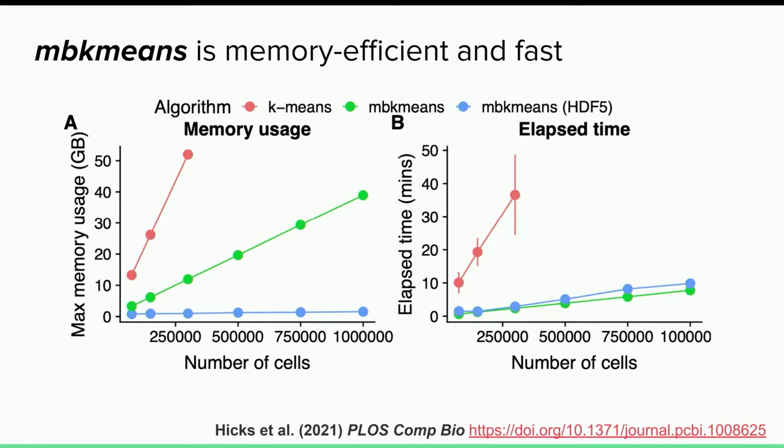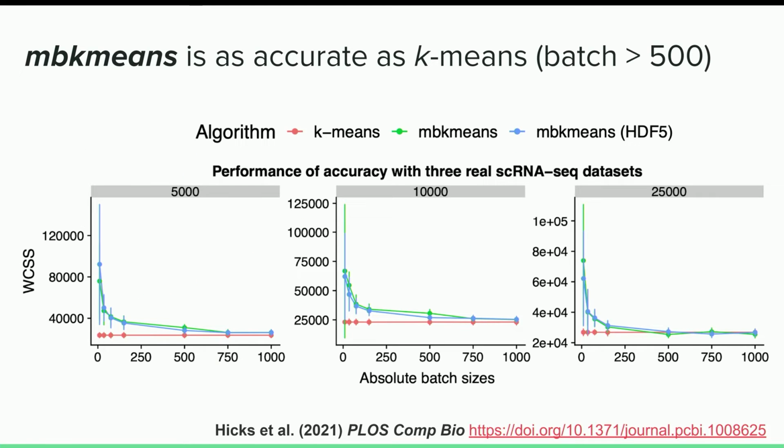And then if you are willing to work with an HDF5 file shown in blue, you can cluster a million cells in less than 2 gigabytes of memory and under 10 minutes, which is quite phenomenal. The first time I saw that, I was really blown away. What's the catch? There's always a catch whenever you try to make something faster. The take-home message here is that mini-batch k-means is as accurate as k-means for a large enough batch size.